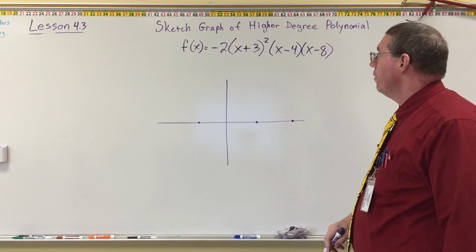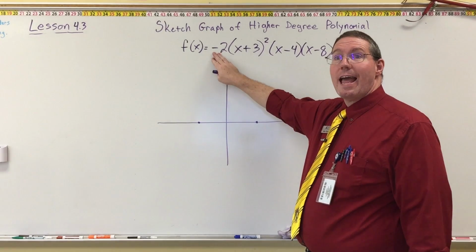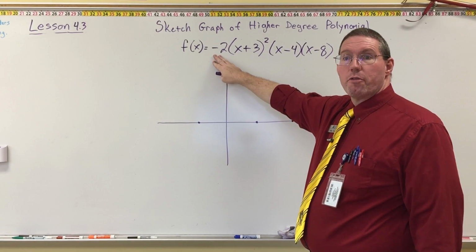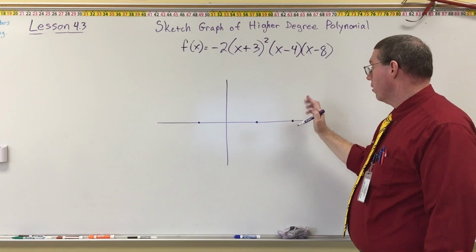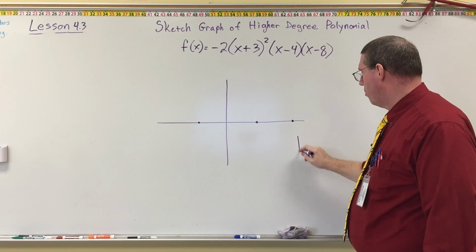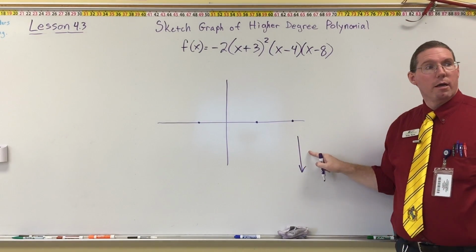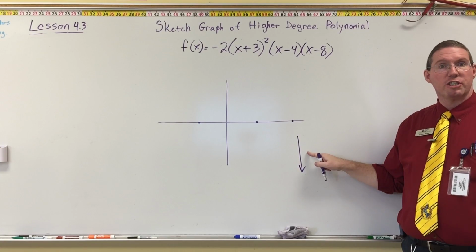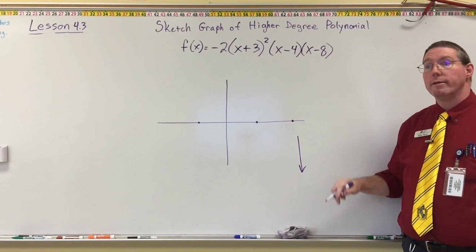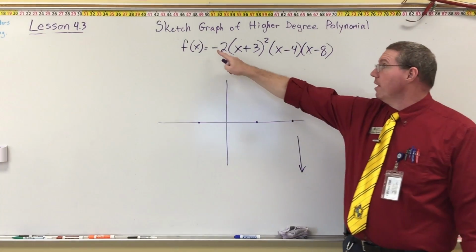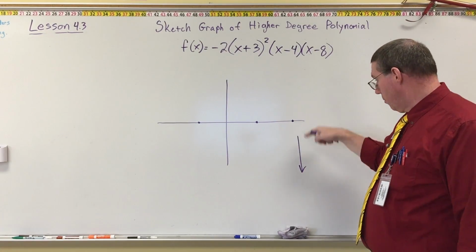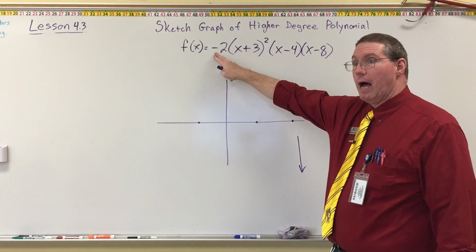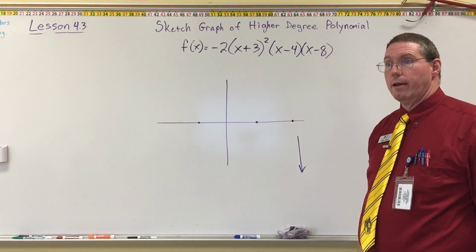Now, the lead coefficient is negative. Therefore, the arrow is going to be pointing what direction? Down. Over here on the right-hand side, we're going to have an arrow pointing down. Everybody see where we are? We just finished step 2. Go ahead. Why is it pointing down? Because the lead coefficient is negative. So when the lead coefficient is negative, then we're pointing down. But if the lead coefficient is positive, then we're pointing up on the right-hand side.